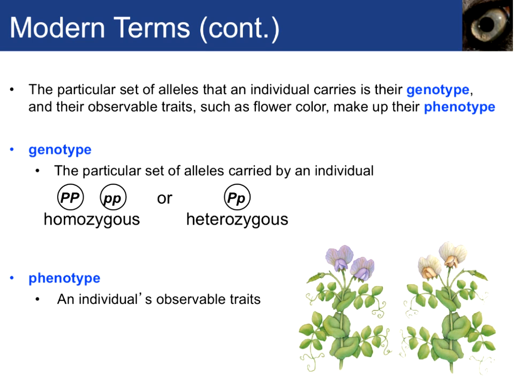Another term you need to know concerns the observable trait. So this is what you see. So the observable traits, such as whether the flowers in the pea plants are purple or white, are called the phenotype. So genotype is the actual gene, phenotype is what you see. So the genotype directly determines what the phenotype for that trait will be, but it's much easier to see an organism's phenotype than it is to know the underlying genotype that causes those characteristics.